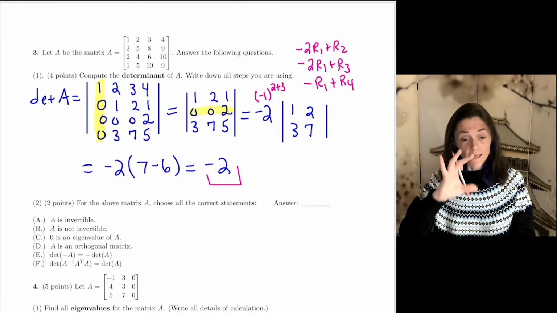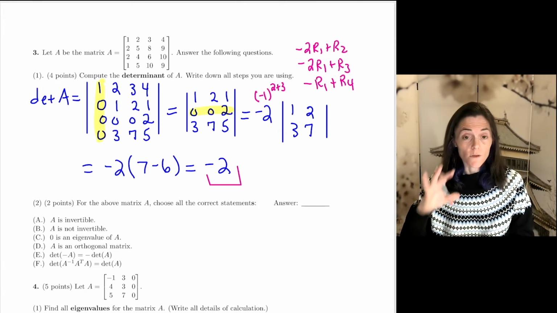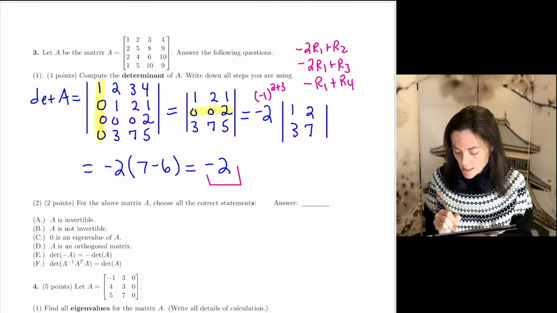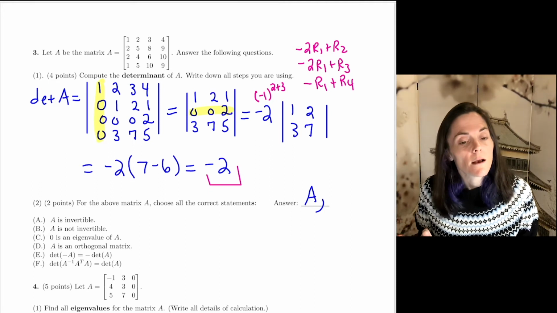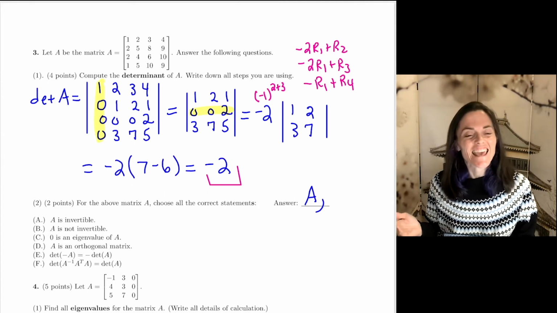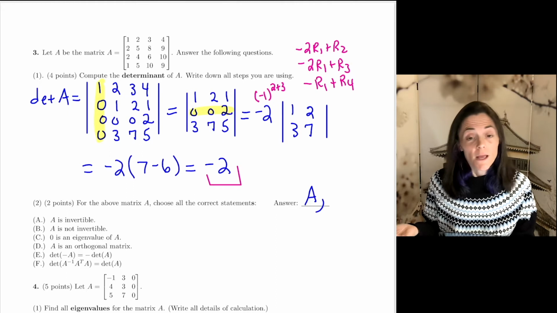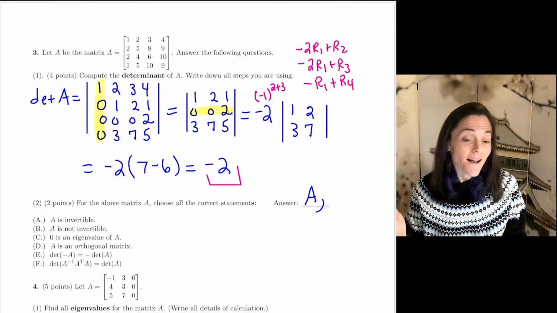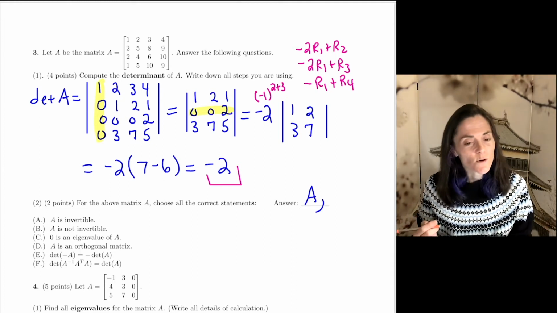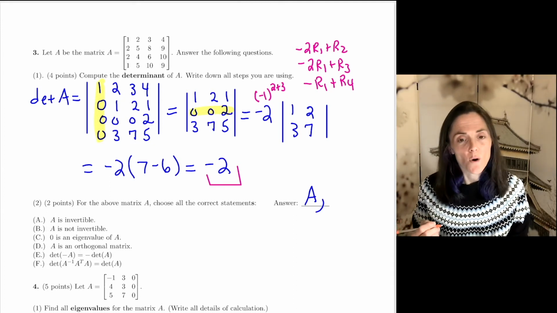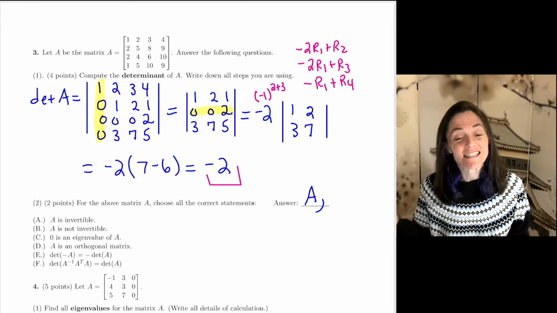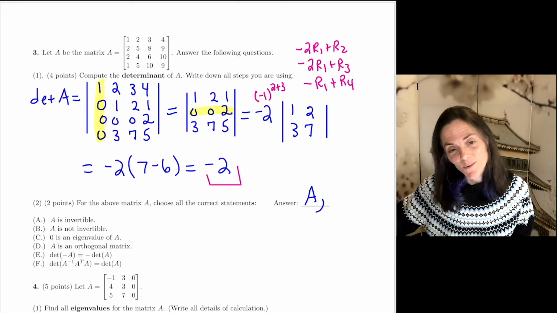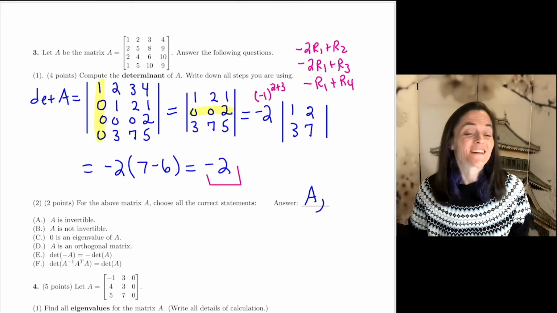Now we move on. The second part, for the above matrix, choose all of the correct statements. A is invertible. Yes, it is, because the determinant is not equal to 0. A is not invertible. Well, that's not the case. 0 is an eigenvalue. It will not be, because 0 is an eigenvalue if and only if the matrix is not invertible. A is an orthogonal matrix. This is a no. Well, the determinant is -2. It's definitely not an orthogonal matrix. We can also look at the columns of A and see that they are not unit. They're also not perpendicular, for example.